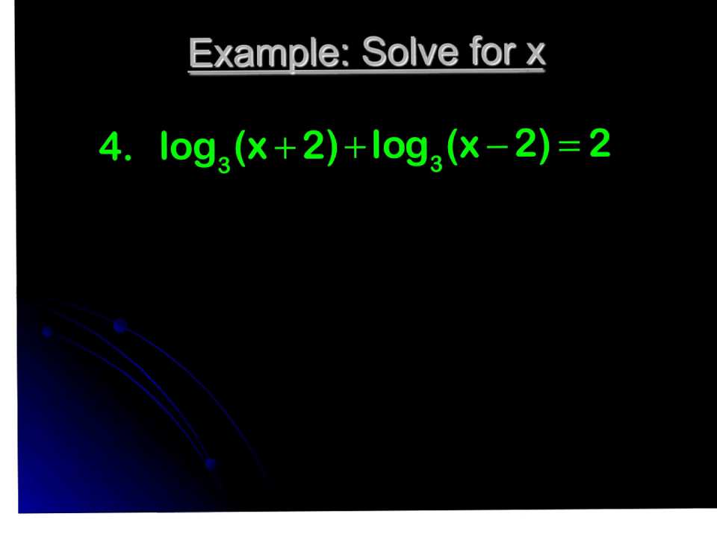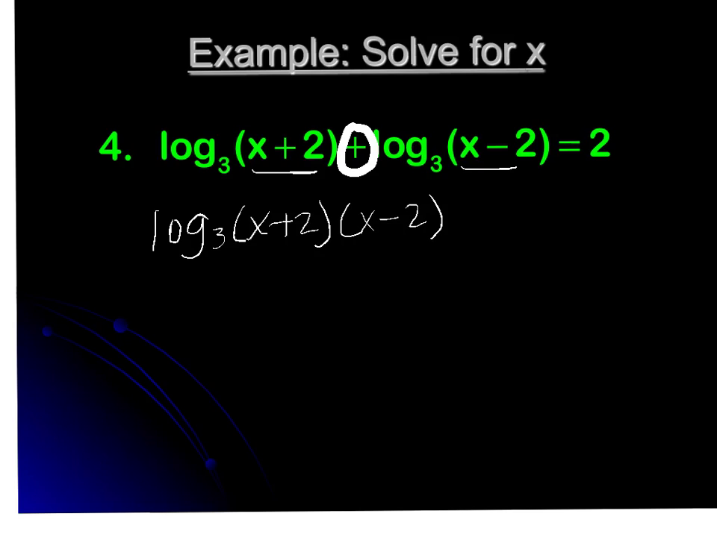For this last example, this is going to turn into another loop. We've had a lot of those where we've had logs on one side but not the other. So again, we have addition in the middle here. So if I add those things together, I can multiply the x plus 2 and the x minus 2. So we have log base 3 of x plus 2, x minus 2 equals 2. If I FOIL those, multiply those together, we have x squared minus 4 equals 2, and now I'm ready to loop.